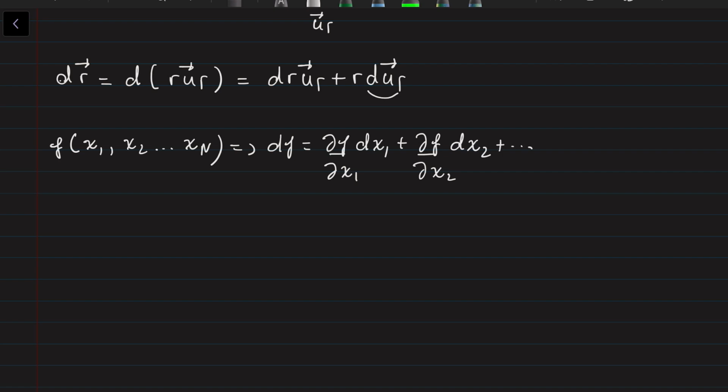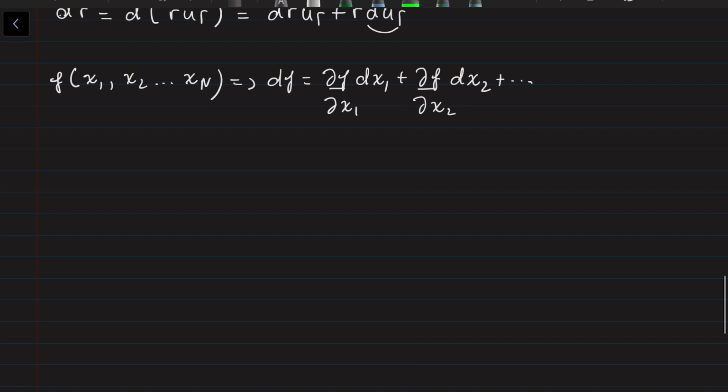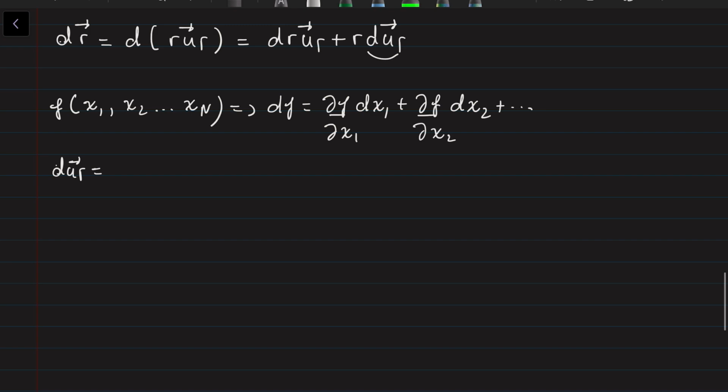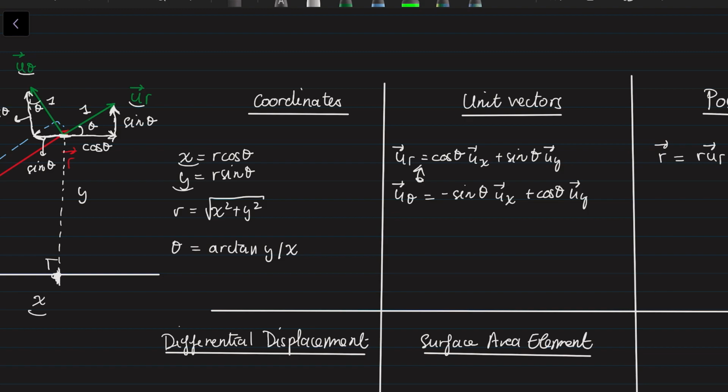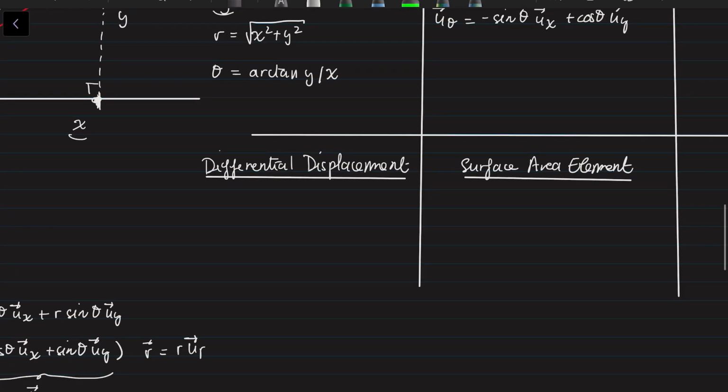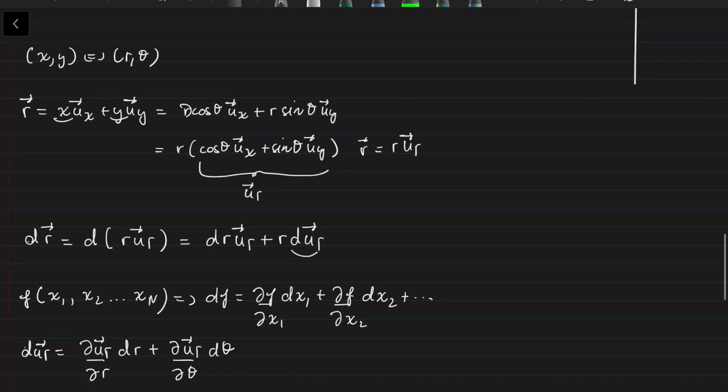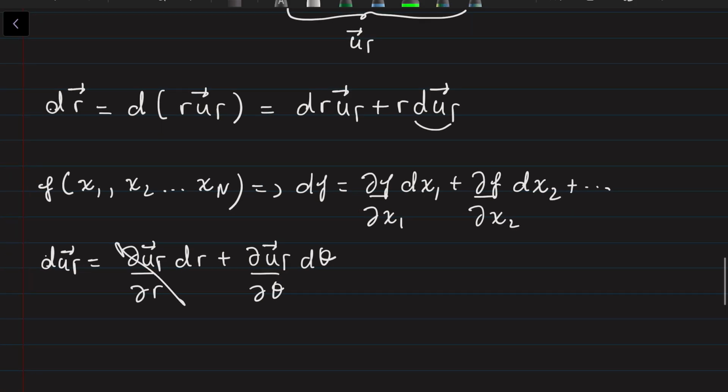So what we can do is write dur in terms of these partial derivatives with respect to r and theta. So we can write that dur is equal to partial ur by partial r dr plus partial ur by partial theta d theta. Let's look again at our expression for the unit r vector: ur equals cosine theta ux plus sine theta uy. So actually ur does not depend on r. This is nice because it simplifies things for us. We don't have to calculate this, it becomes 0.